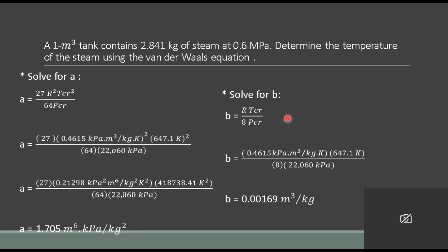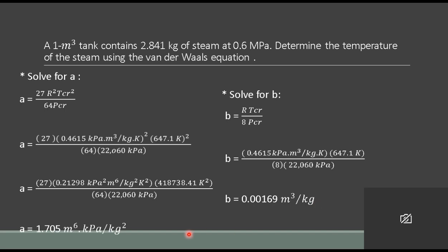Let's solve for B. The formula to get B is R T_CR over 8 P_CR, where R is the gas constant, T_CR is the critical temperature, and P_CR is the critical pressure. Plugging in the values and canceling the common units, we got 0.00169 cubic meter per kilogram.